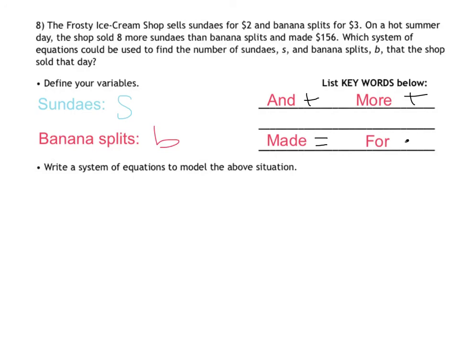So let's look at the first sentence to help us write the first equation, since we know we're going to have two. Sundaes for $2. How would we write that we would pay $2 for a sundae? Well, that would be 2 times S. And "and" we know means plus banana splits for $3. Well, that would be 3 times B. And what's the total amount of money that we made? $156.